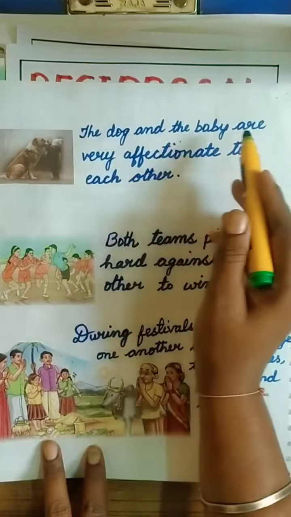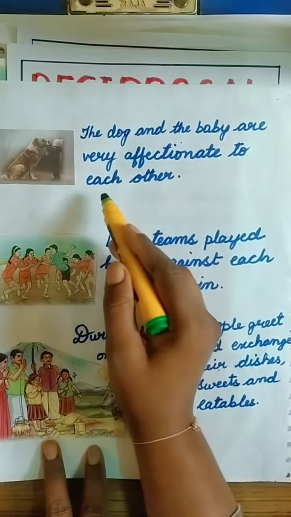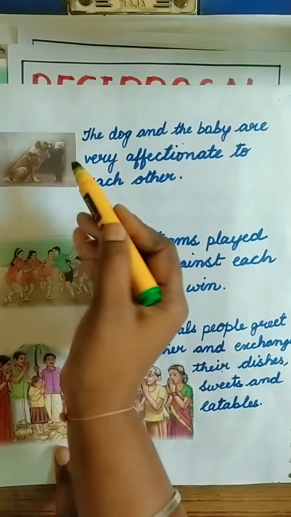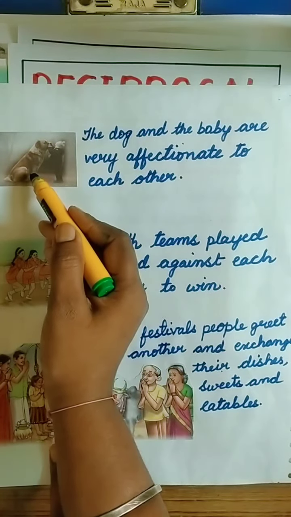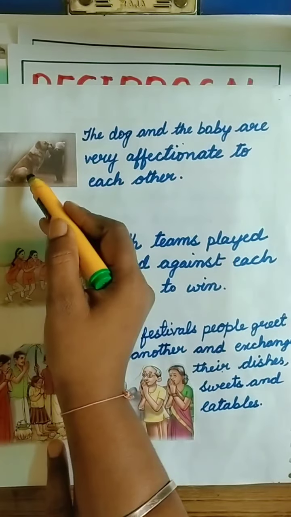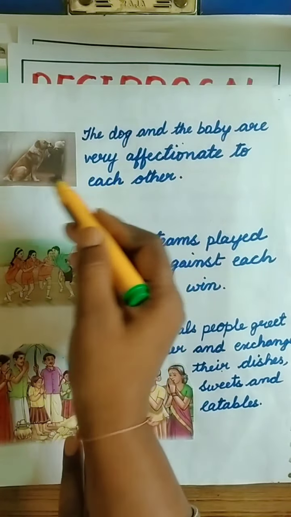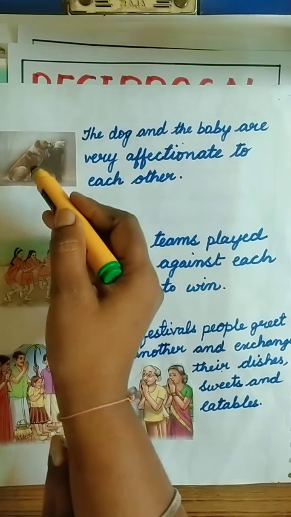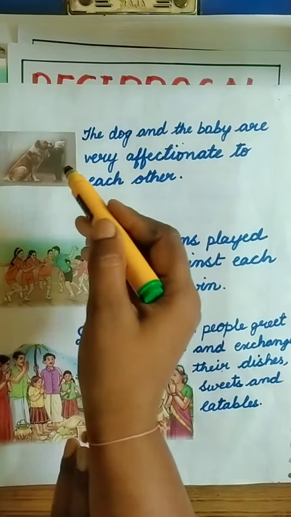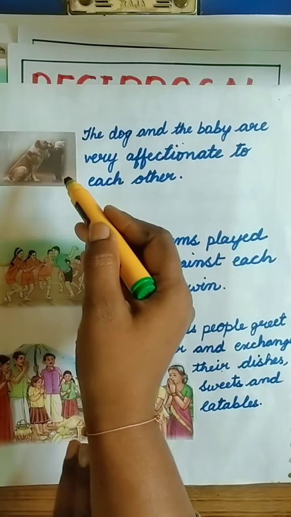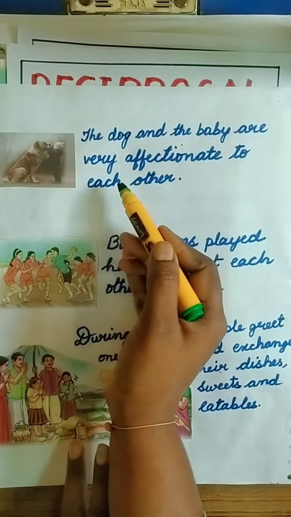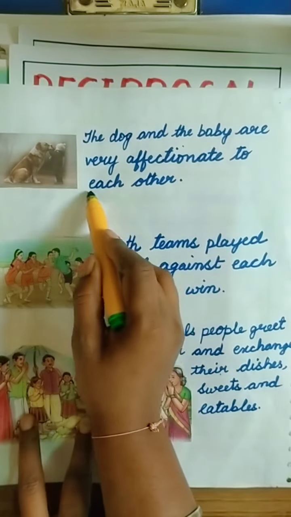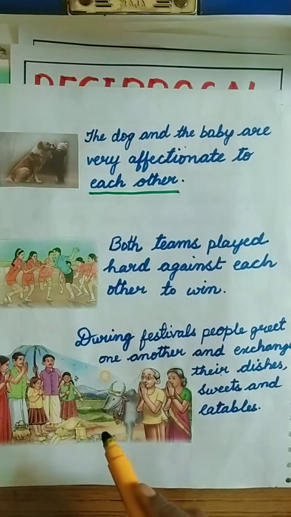The dog and the baby are very affectionate to each other. In this picture, the boy is affectionate to the dog, and in return, the dog also shows care and love towards the boy. It doesn't mean that it may bark or harm the boy, right? But in return, it's very quiet. That means they are very affectionate to each other, right?